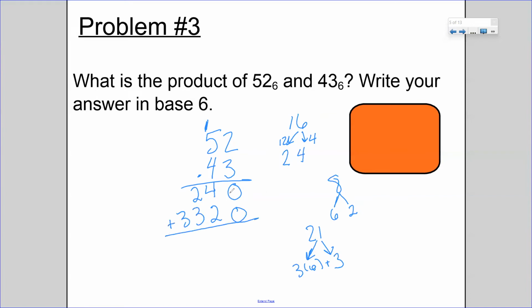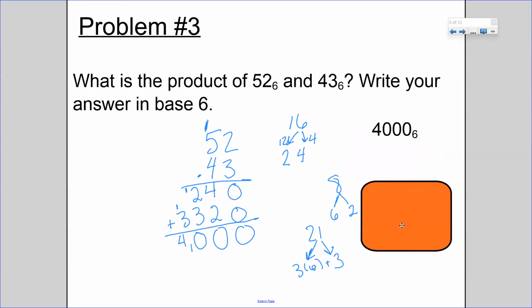And just like normal addition, we're going to add here. We add vertically, and this becomes 0. 4 plus 2 is 6. However, that's one group of 6, so we'll carry the 1 and have a 0. Then 1 plus 2 plus 3 is 6 again. So we have a whole group of 6. Let's carry over that group of 6. And then 1 plus 3 becomes 4. So this number in base 6 actually becomes 4000.